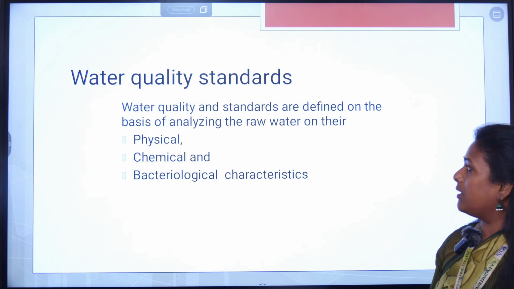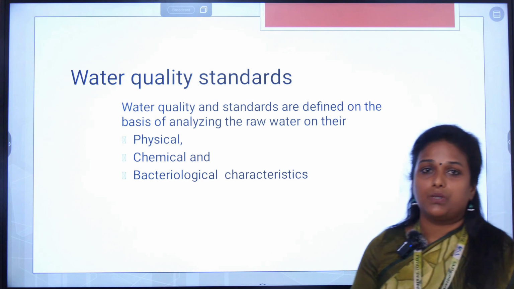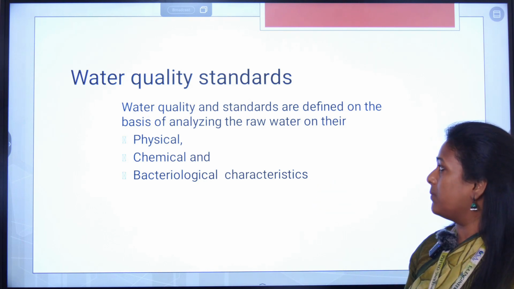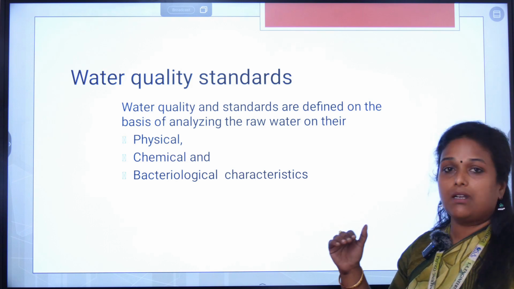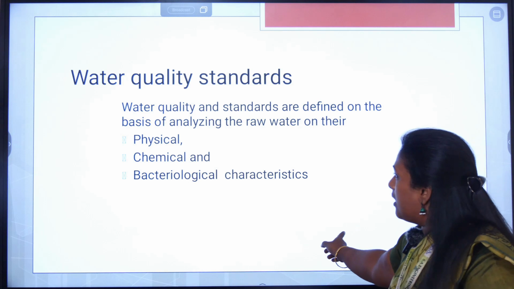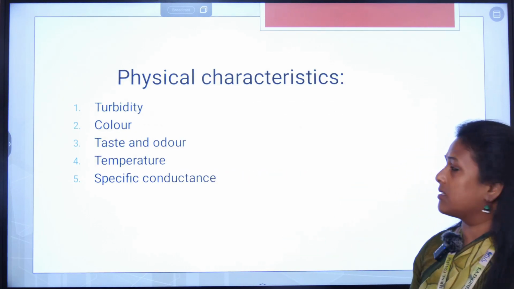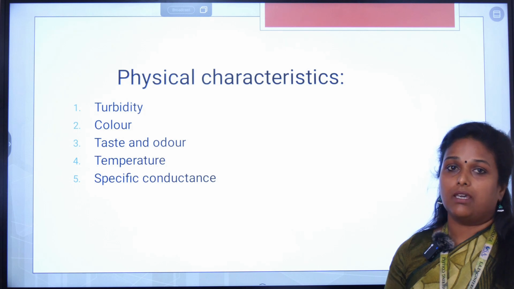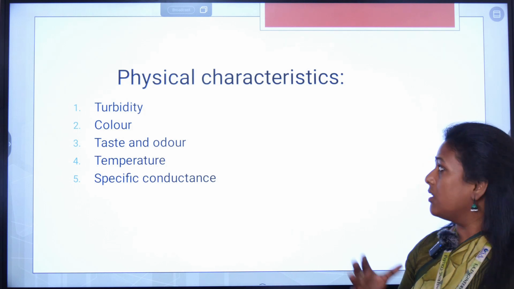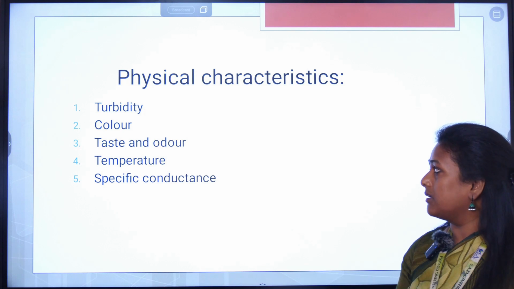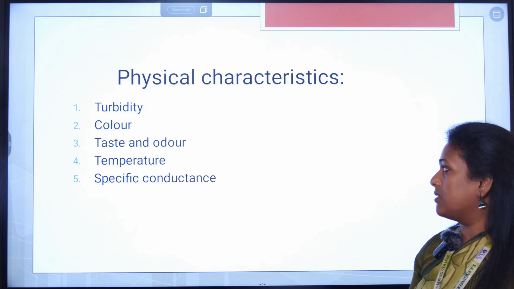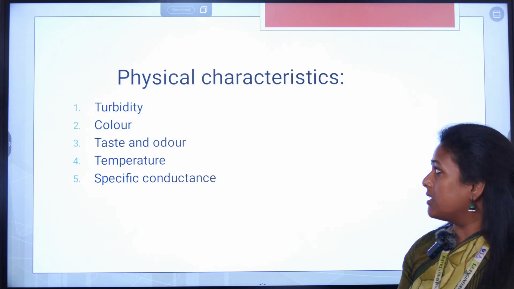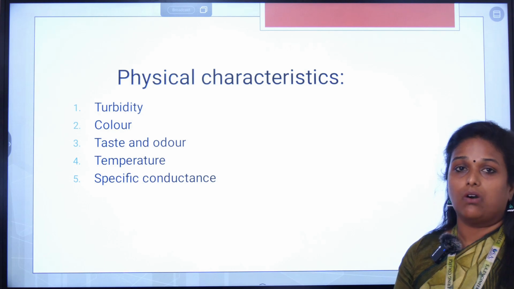So, in water quality standards, what are the quality standards we require in our drinking water? For drinking purposes, we need to analyze some physical, chemical and bacteriological characteristics. The physical characteristics, as the name indicates, are those by viewing and seeing which we can say whether the water has good characteristics or not. Under this, physical characteristics like turbidity, color, taste and odor, temperature and specific conductance can be measured, from which we can ascertain whether the water has the required quality or not.